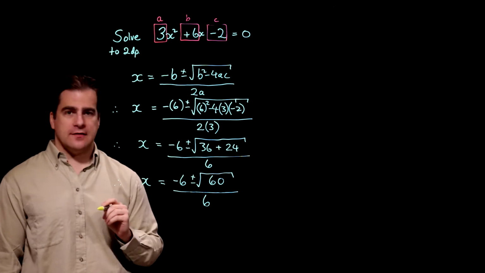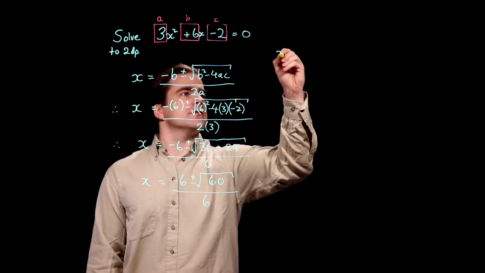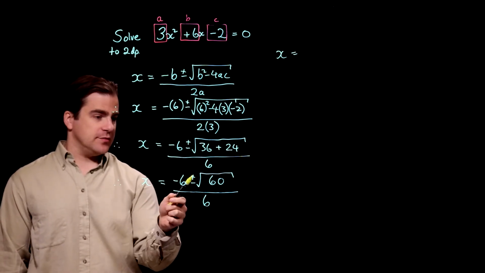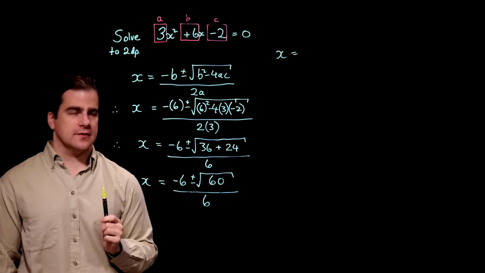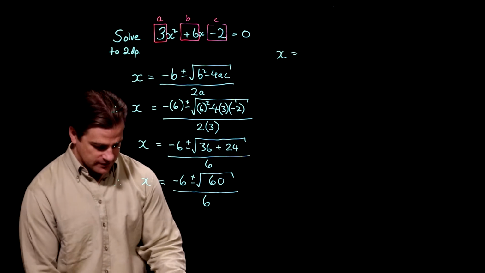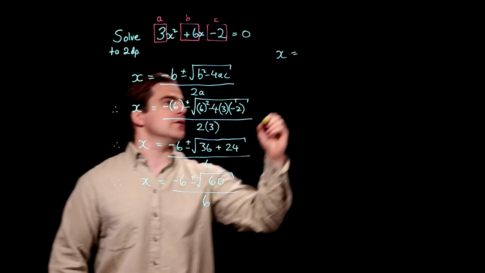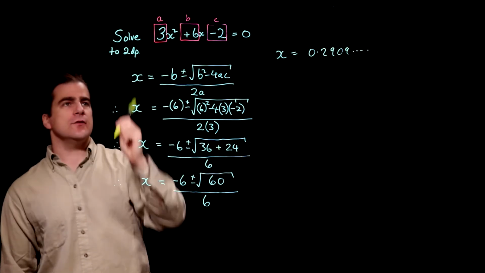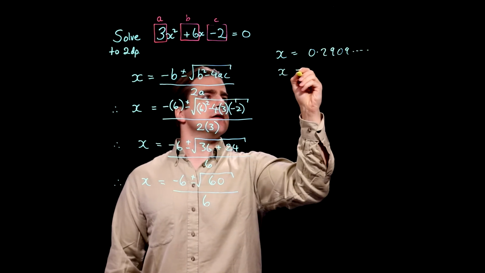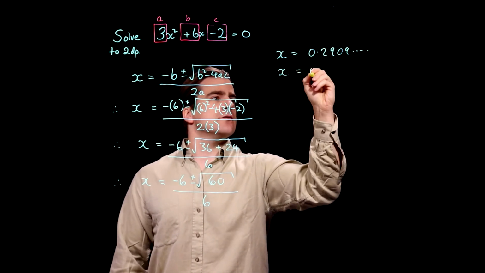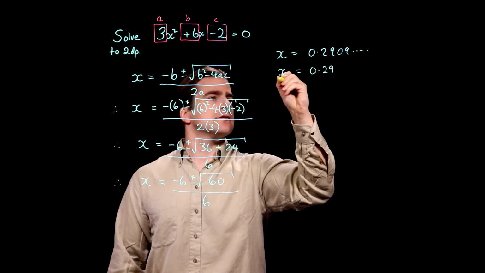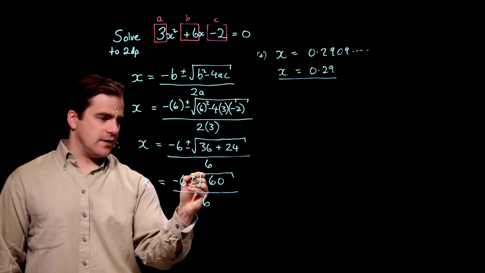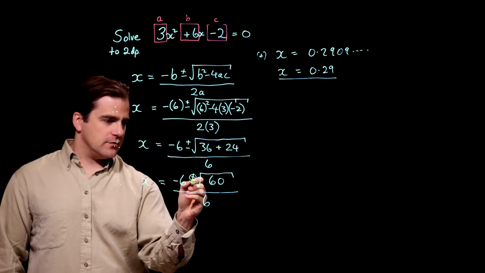So we're ready to put it into the calculator now. So in your calculator, put minus 6 plus square root of 60 all over 6. And that will come out as 0.2909 something something something. To 2 decimal places, that 0 leaves that 9 alone, so 0.29. Okay, that's the positive solution, that one. Now you have to do this one.